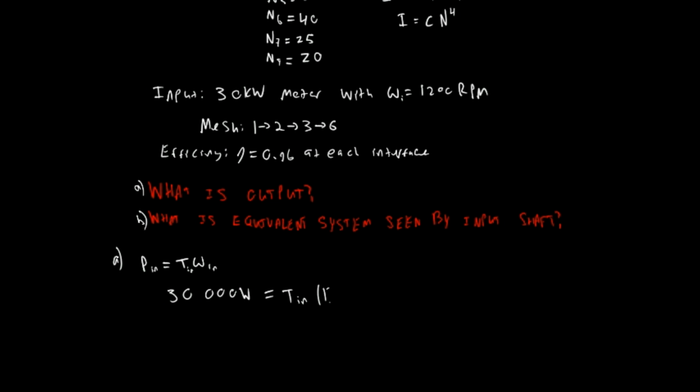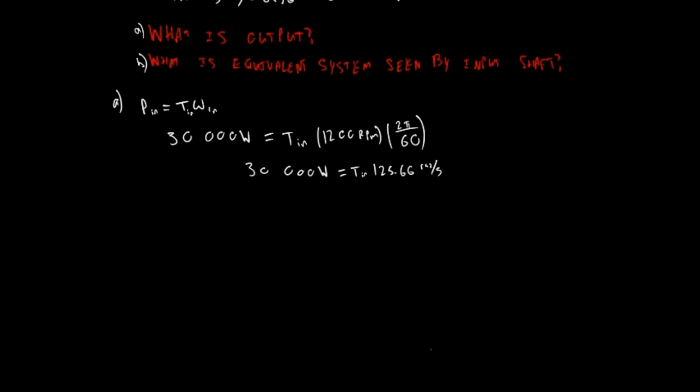So we'll have 1200 RPM. We know that there's 2 pi radians per revolution, and we know that there's 60 seconds in a minute. And what we end up getting, that's going to be pi by 30, we get 30000 watts equals T in times 125.66 radians per second. So implicitly we now know our input torque, 238.74, and that would be Newton meters, which is a pretty high torque.